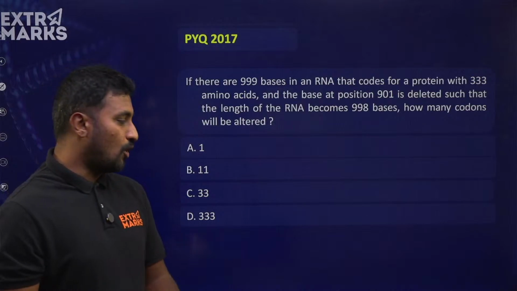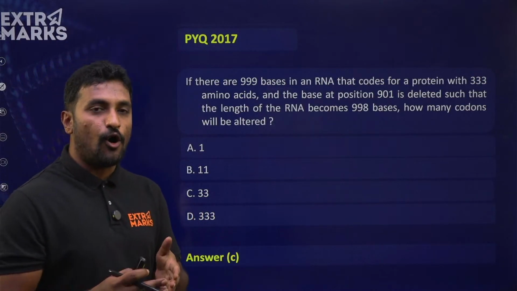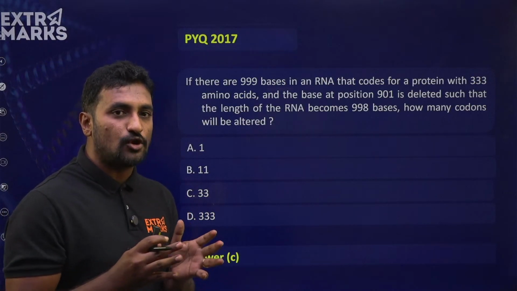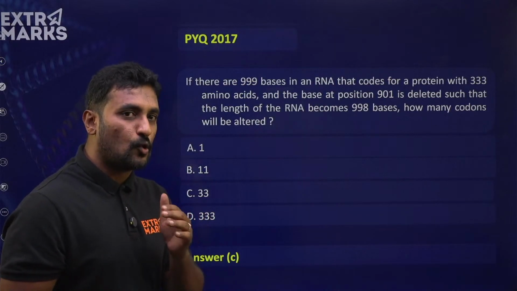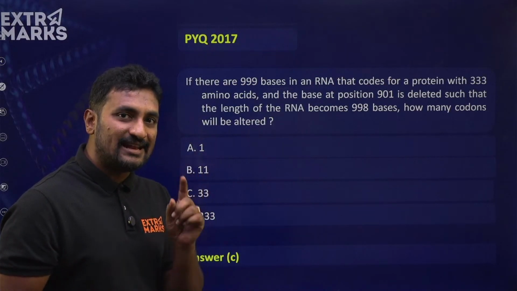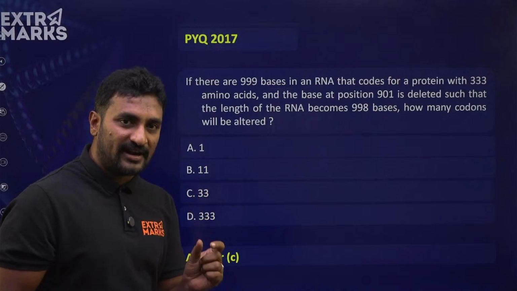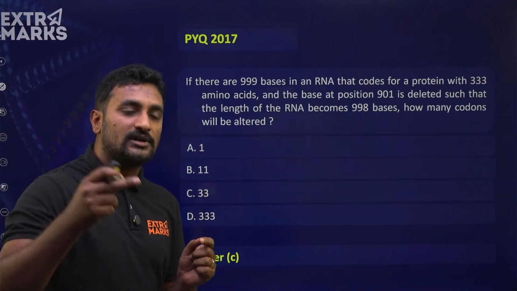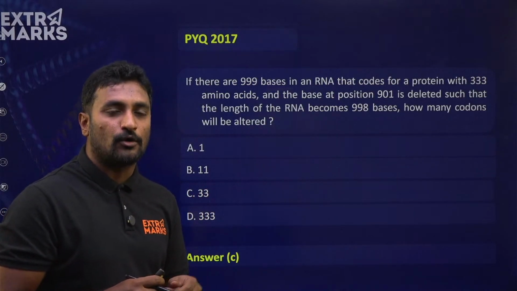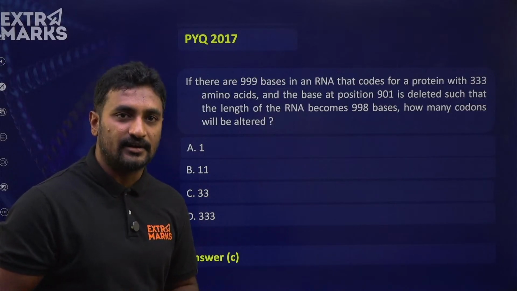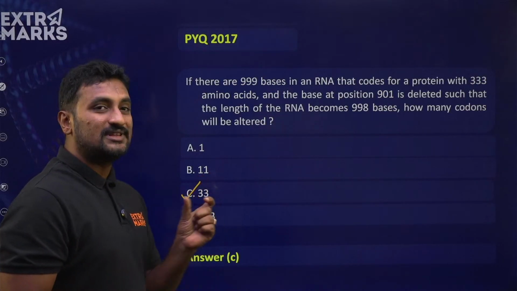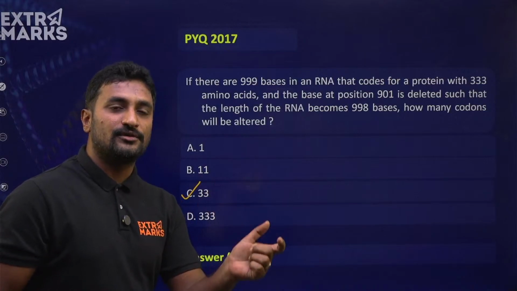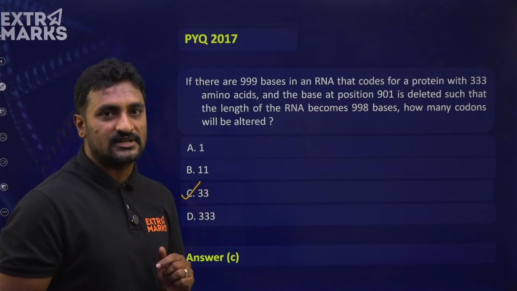Option answer is option C, 33. As you all know, up to 900 there is not going to be any kind of changes, the codons will be the same. Since only the 901st codon is affected, whatever amino acids come after that codon, only those are going to be affected. So the answer is option C. The 33 codons which result in the formation of different amino acids are going to be affected, not before that.